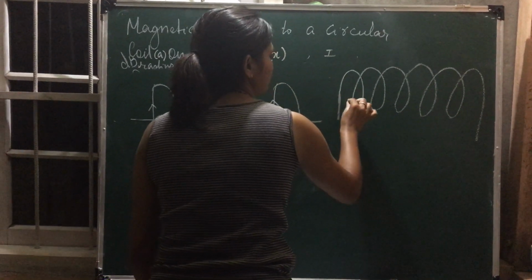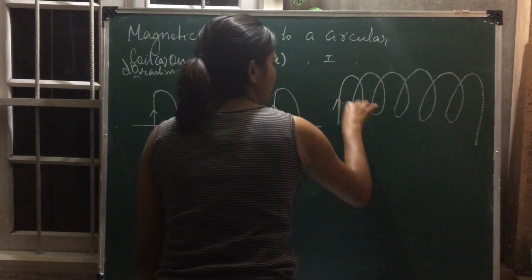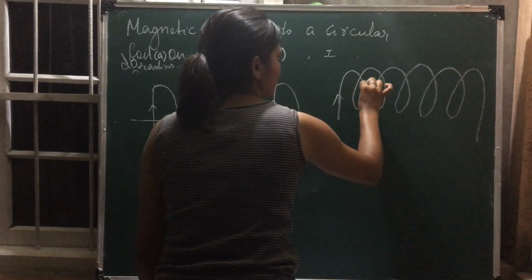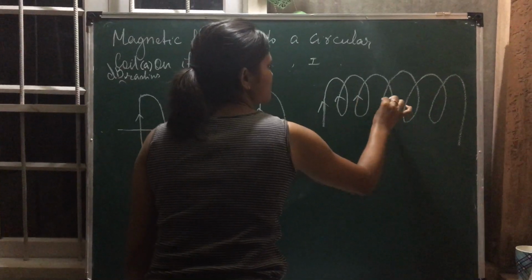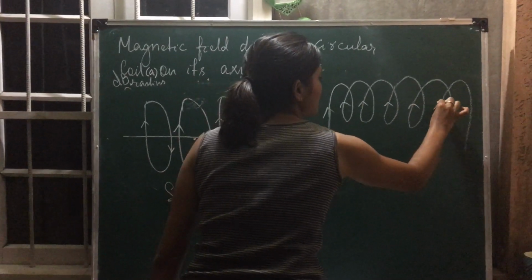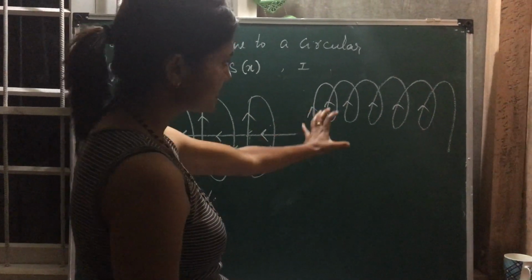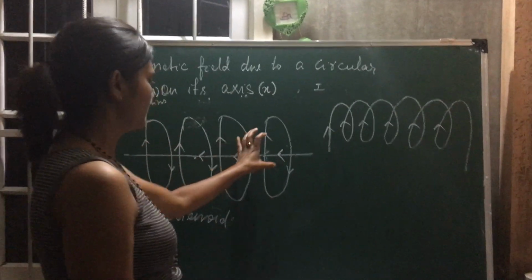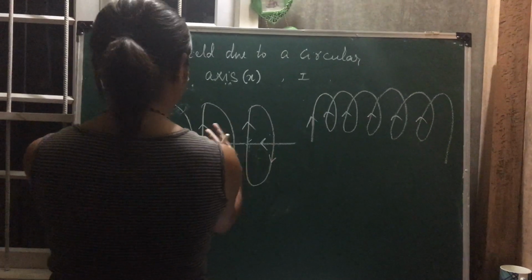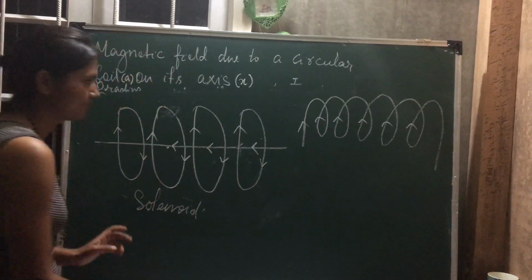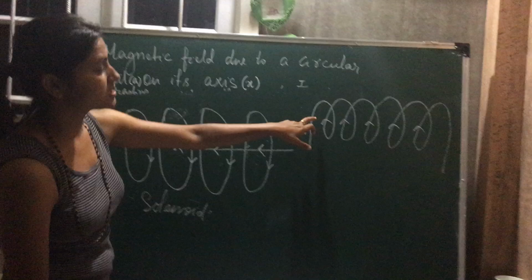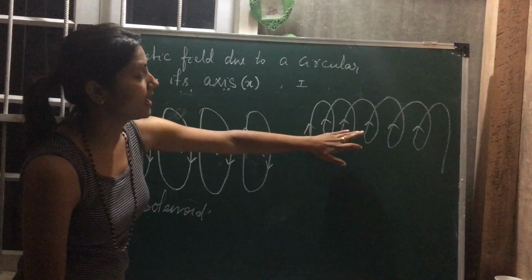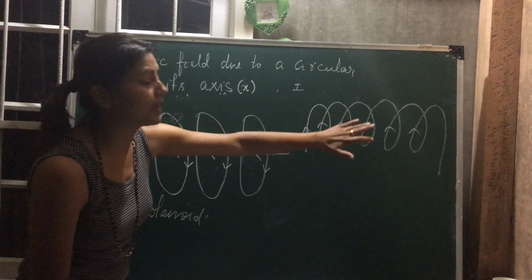Okay, now say the current is going this way. So this structure is a solenoid. Isn't this one the same as that one? Here the rings have to be very close to one another. Now, why does this solenoid behave as a strong magnet?